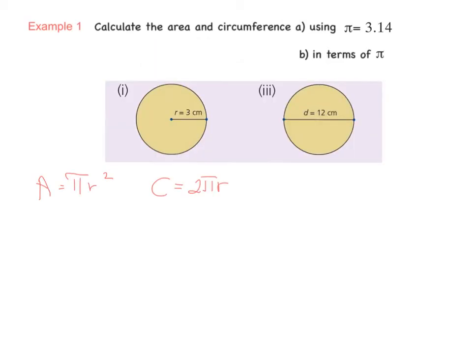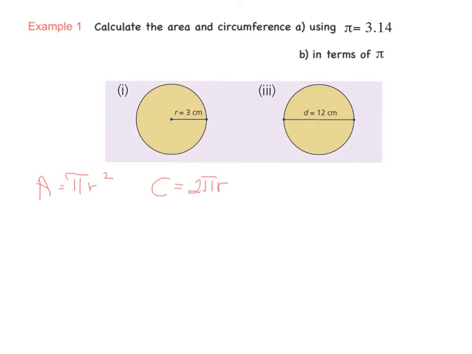Okay, so here we go, two circles. Let's start with the first one, and here all we need is the radius, and the radius is 3 centimeters. First of all, we need to find the area and the circumference. The first part is using pi equals 3.14, and the second one is in terms of pi. We always need to start with the formula, and the formula is written in here.